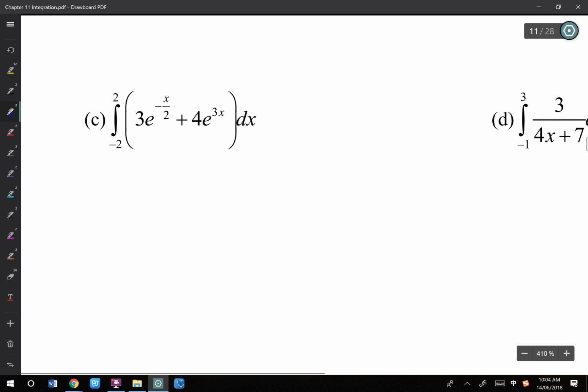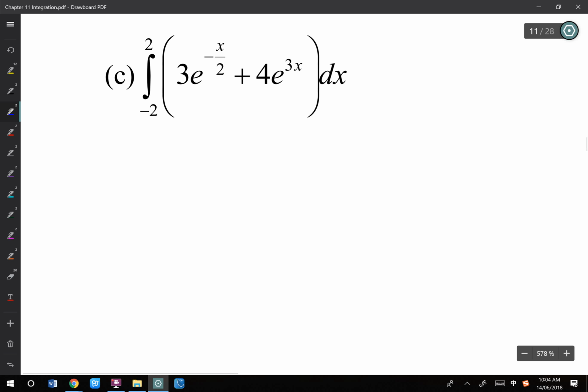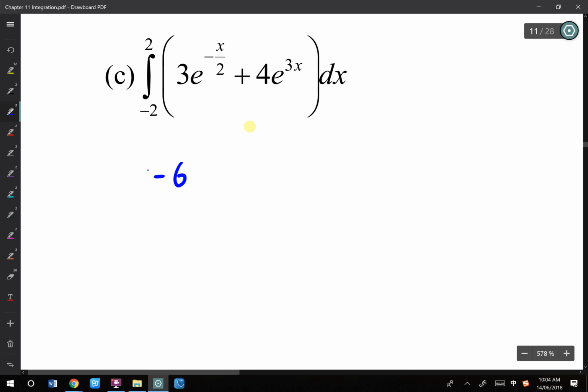Next one. The power is minus a half, so 1 over minus a half is minus 2. So you have minus 6e to the power of minus a half x, plus 4 over 3e to the power of 3x. And you put negative 2 to 2.